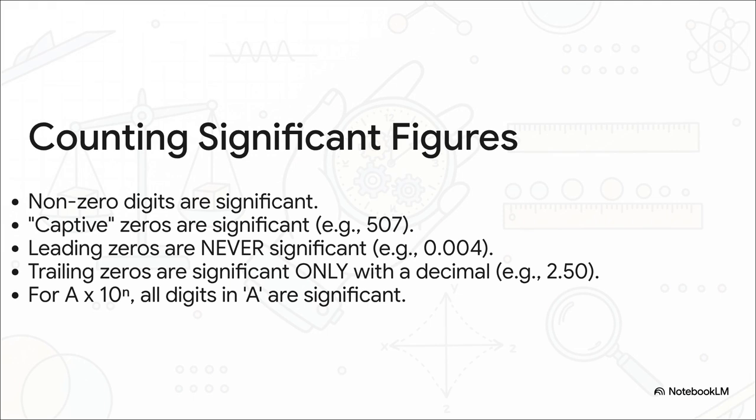Okay, so how do you count them? It's actually pretty simple once you know the rules. Rule 1, any non-zero digit is always significant. Easy. Rule 2, any zero that's captured between two non-zero digits is also significant. Think 507, that zero counts. Rule 3, zeros at the very beginning of a number, never significant. They're just placeholders. Now here's the only tricky one, zeros at the end. They only count if there is a decimal point somewhere in the number. That decimal point is basically you shouting, hey, I measured all the way to this decimal place, so this zero is meaningful.